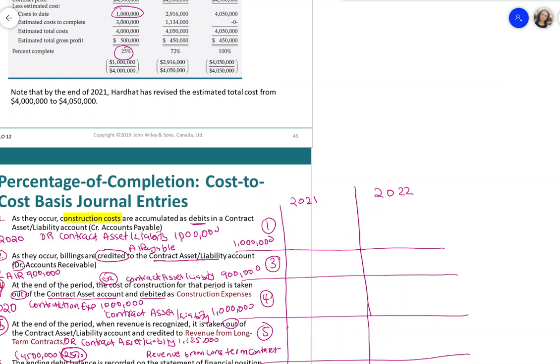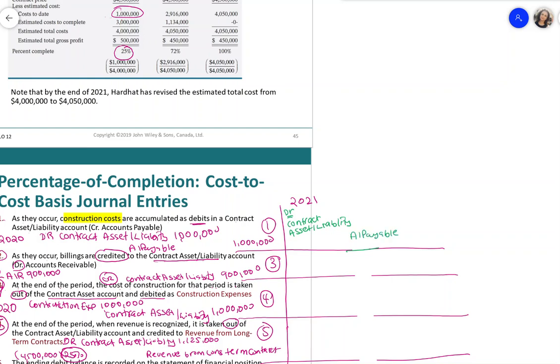So the first thing is I'm going to change the ink color so we know that. What you're going to debit is your contract asset / liability account, and then the credit will be your accounts payable. In this case, the accounts payable.